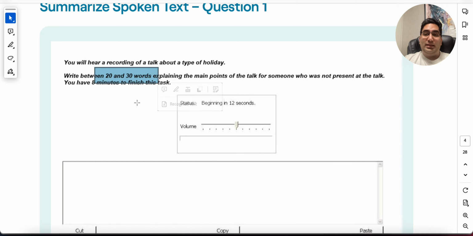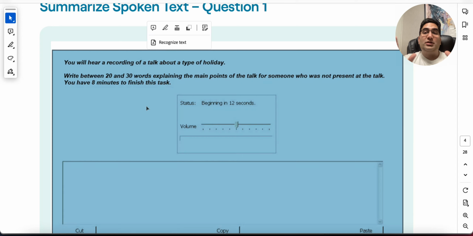Now, if you have tried this exercise, it's extremely difficult because it's a long transcript you would hear, and 20 to 30 words just means 1 to 3 sentences maximum. Even a third sentence is really hard to do. Most likely a max of 2 sentences is what you will be able to do. And to summarize all of that is difficult.